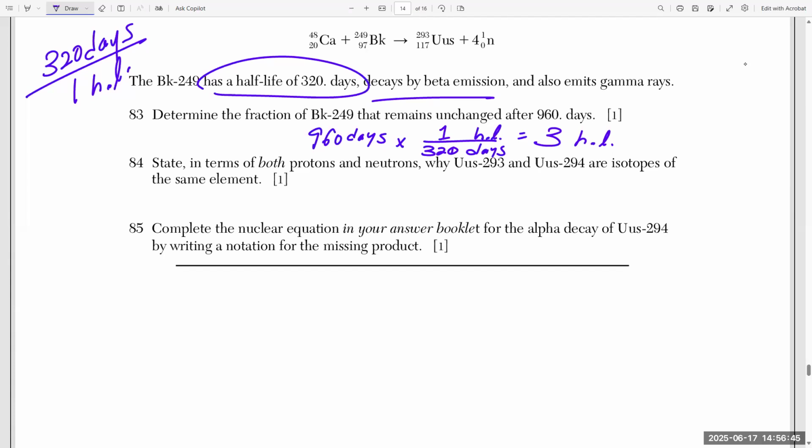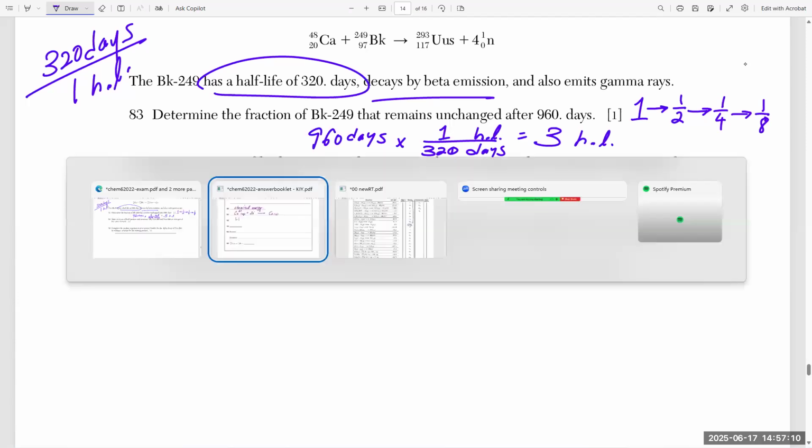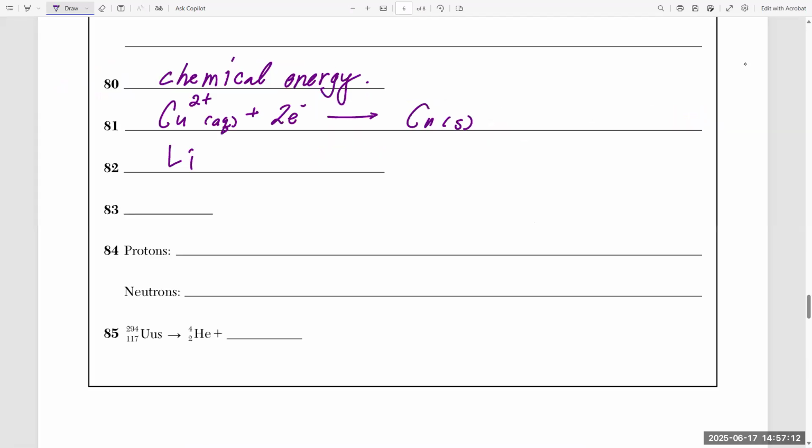Now, we're not done though, because that means we're going to go half of a half of a half. We're going to start with 1, and then we undergo 1 half-life, which means we're left with half. One more half-life means taking half of a half, which is a quarter. And finally, the third half-life is going to give us 1/8. So our answer is 1/8.